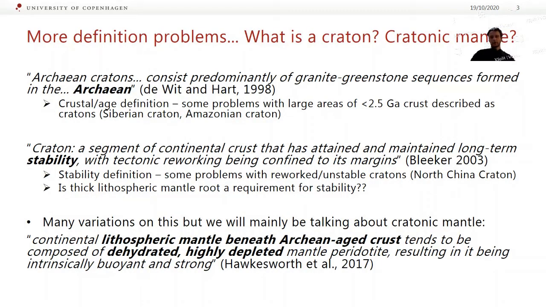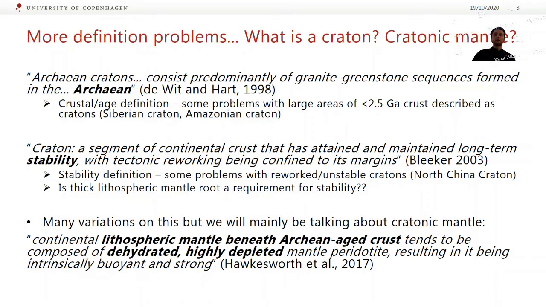All right, I hate to start another lecture with definition problems, but this is another one that's a little bit up in the air, and you'll see different versions. So in terms of what a craton is, there's kind of two main groups of definitions. The first one defines it based on the ages of the crust. So here's one from DeWitt and Hart in 1998. Archean cratons consist predominantly of granite greenstone sequences formed in the Archean.